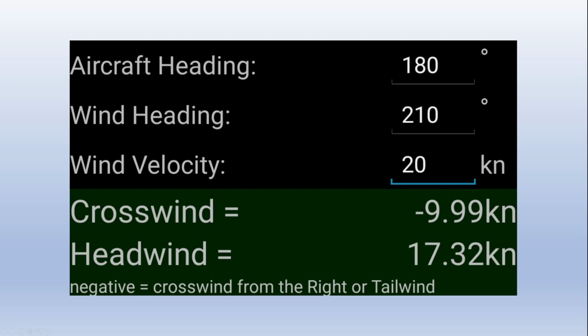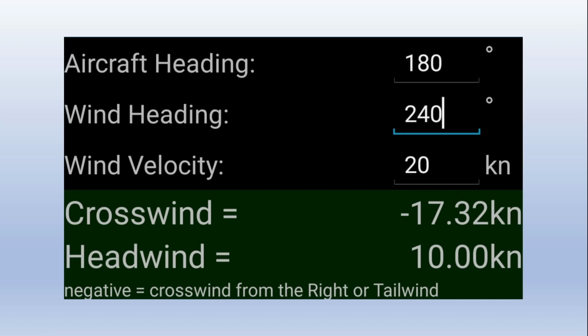Now let's take a look at what would happen if the wind were to shift off to the right a little more. So we're still in Pine Bluff, still on runway 18. Runway heading is 180. Now the wind heading is 240. So it's shifted a little bit off to the right, a little bit off to the west, a little more of a crosswind. And the wind velocity stayed at 20 knots. We can see now that the crosswind is going to be 17.3 knots from the right, and the headwind component is now 10 knots.